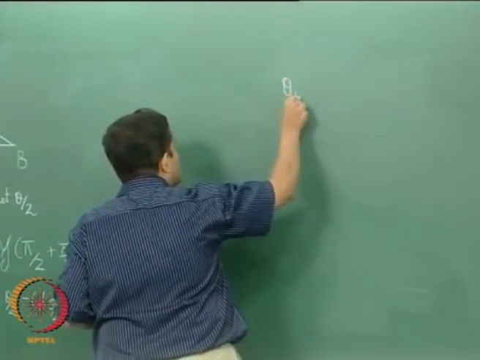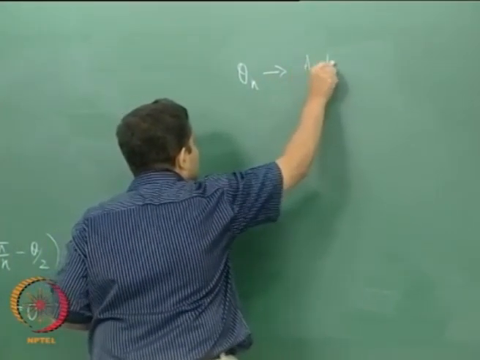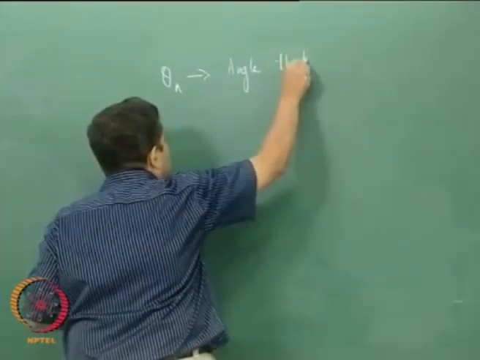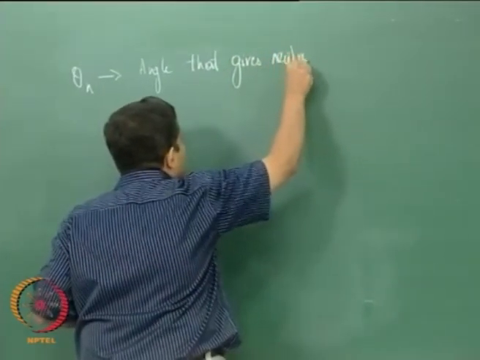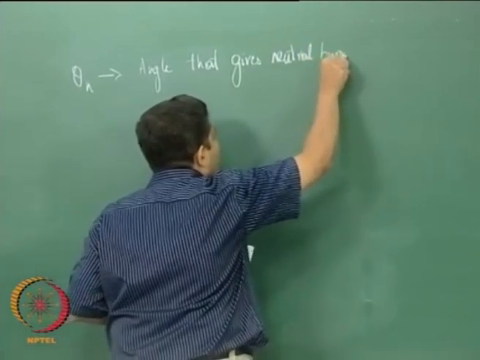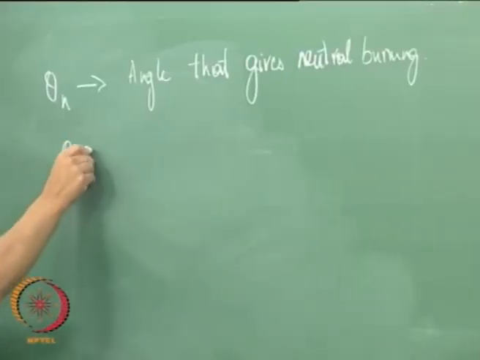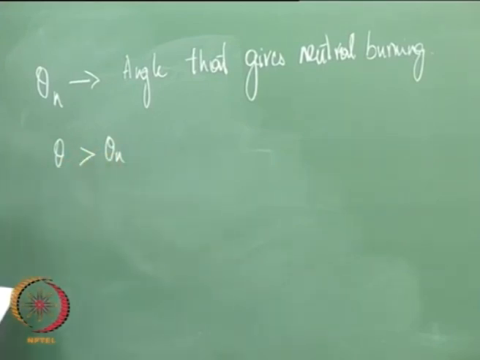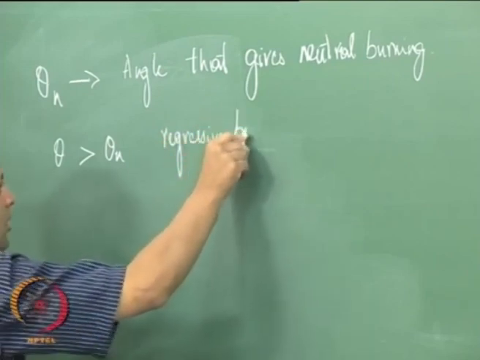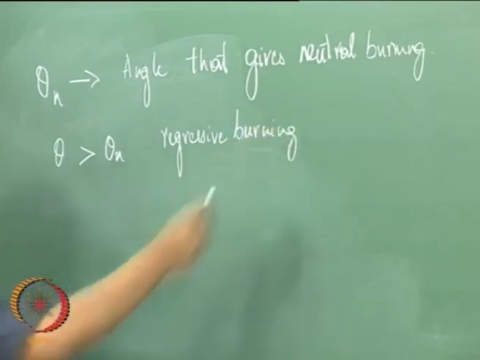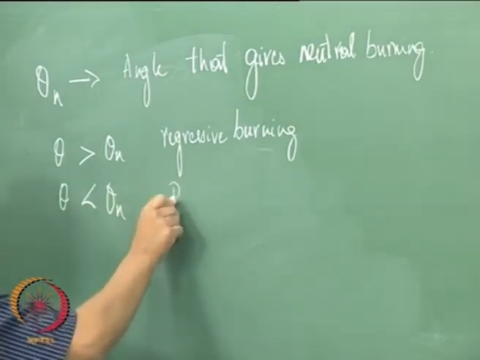Let us call theta n as the angle that gives neutral burning. Then if you have an angle theta greater than theta n, it will be regressive burning, and theta less than theta n, it will be progressive burning.